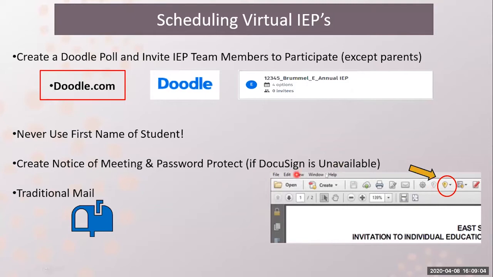Now, DocuSign is ideal, but I know a lot of schools don't actually have that. So this is just another way that you can get IEP documents out to parents, out to all of the other participants. And then, of course, you can do your traditional mail.